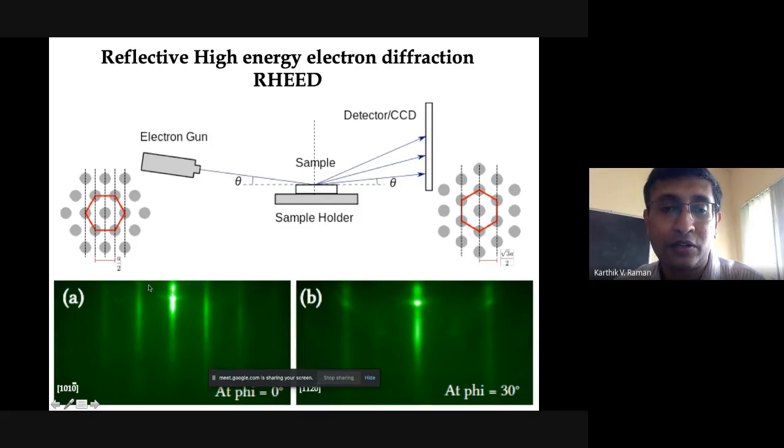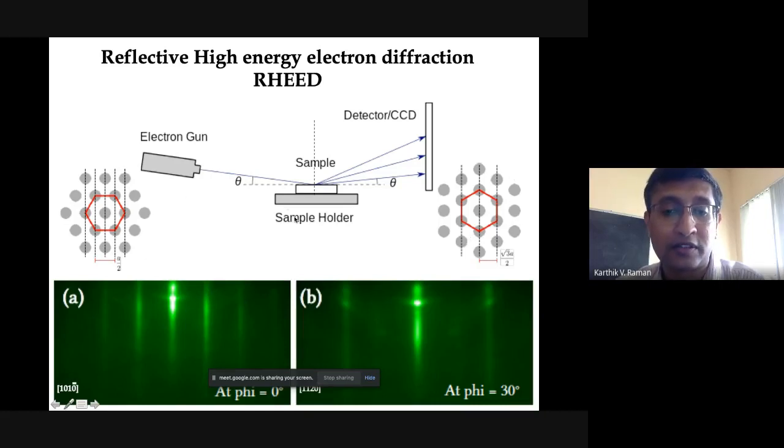Typically, you expect to see a line. A line essentially defines how two-dimensional your surface really is. And the spacing between these lines can help you back calculate the in-plane arrangement of the atoms and the typical lattice constant of the system. So what you see here for epitaxial systems is that they typically need to have, in this case here, 6-fold symmetry.